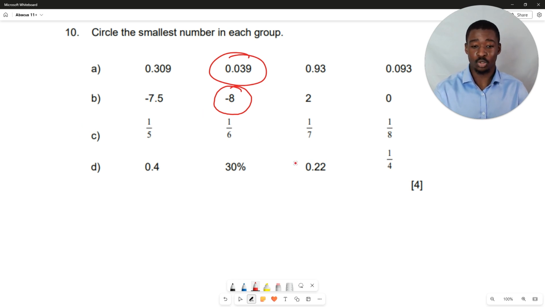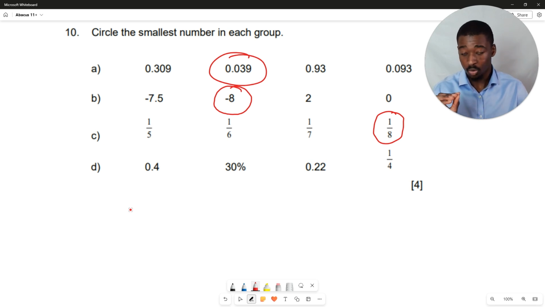Then for part C, the smallest number is going to be 1/8. And that's because if you understand what fractions actually mean, a fraction is simply a division. We're dividing the numerator, the top number, by the denominator, the bottom number. So the bigger the bottom number, the denominator, gets, the more pieces, the more slices we're cutting the numerator, the top number, into. Think about it like a pizza.